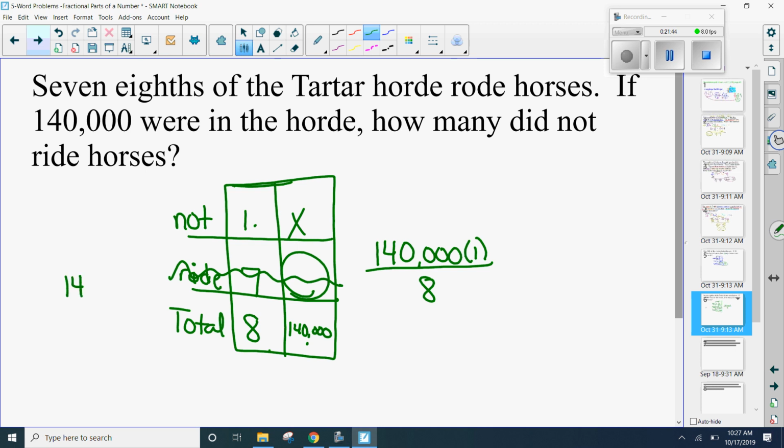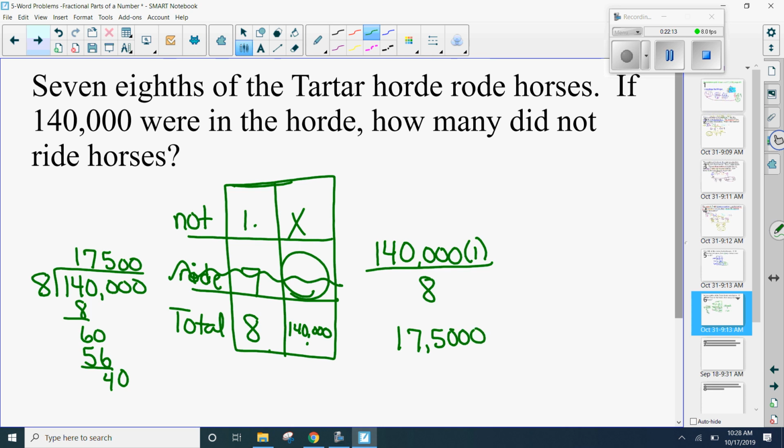Some of you probably did it this way. Divide by 8. 8 goes into 14 once, which is 8, leaves you with 6. How many times does 8 go into 60? 7, which is 56, which leaves you with 40. 8 goes into 40 5 times. You better bring down 2 more zeros. So how many did not ride horses? 17,500.